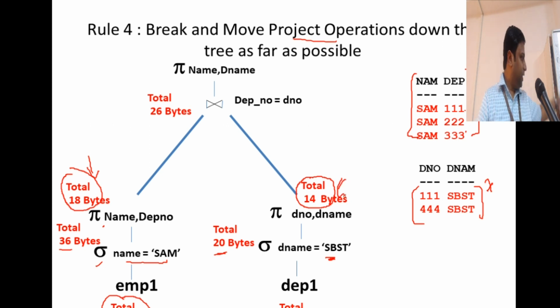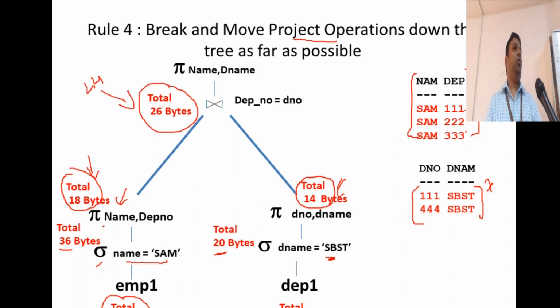So when you project things out earlier down the tree, the size of the records accessed from the disk still reduces, the number of bytes reduces. So from 36 it's now 18 and 14. And the intermediate relation size is now 26 bytes. It got reduced from 44 to 26.